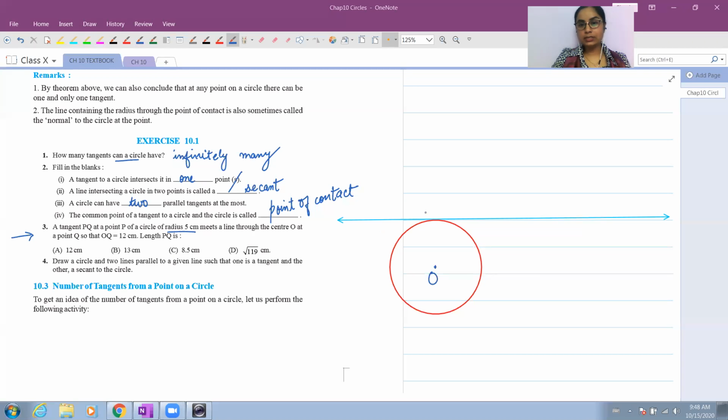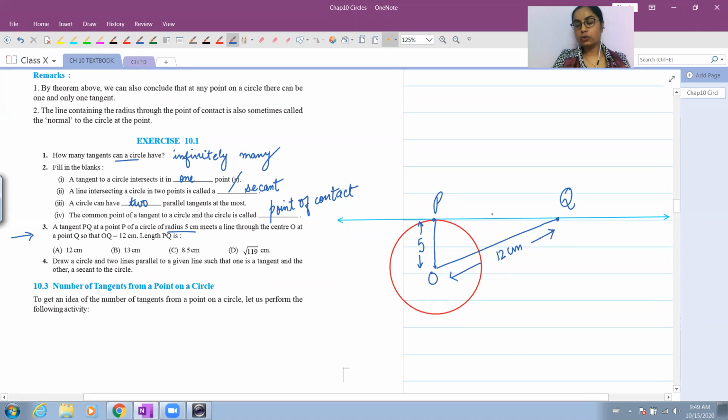The tangent is at a point P, and this tangent meets a line right through the center. So if we draw a line from the center and it meets the tangent at Q, the radius of the circle is given as 5. So this is the radius. OQ is 12. If you draw the figure incorrectly, you will not be able to mark it.